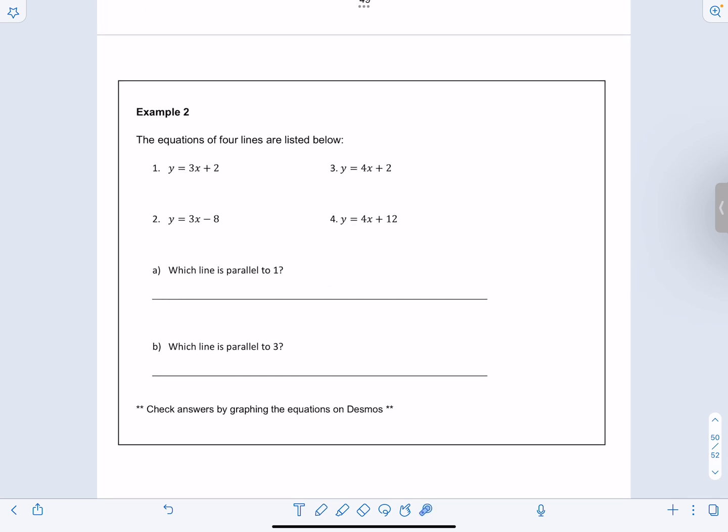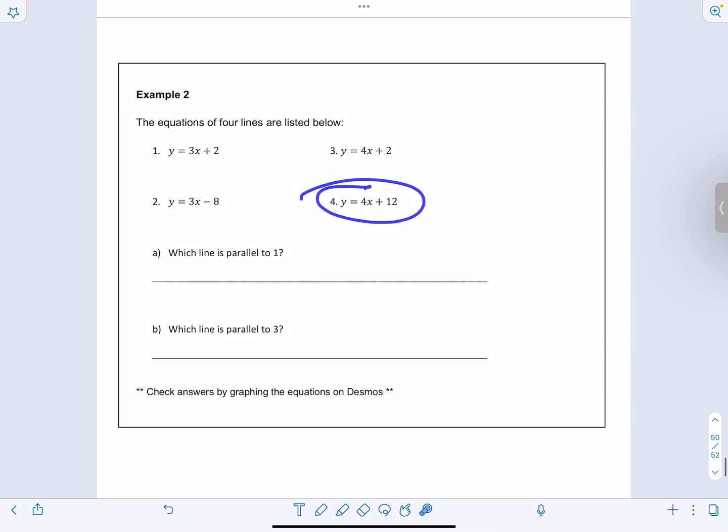This one here, the equations of the 4 lines are listed below. Which line is parallel to 1? Now I'm assuming this is the 1, and which one's parallel to it would be 2. Which line is parallel to 3? Well, the one that's parallel to 3 is 4. Okay.